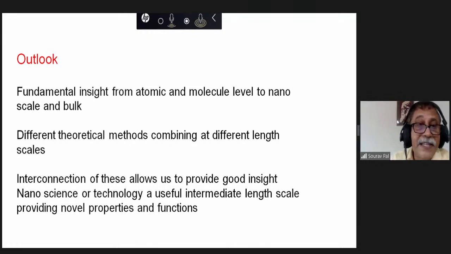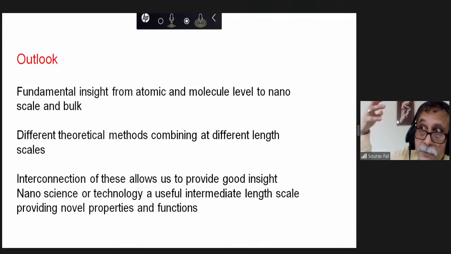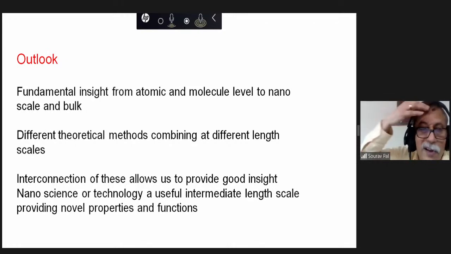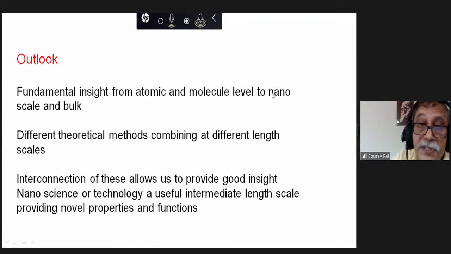What I have essentially showed is a fundamental insight from an atomic and molecular level to nanoscale and bulk. Today, it is possible to look at systems which are nanoscale, systems which are like proteins, nanometers, and so on. Can we today make approximations? Can we look at those from a very fundamental atomic and molecular view? That will require quantum mechanics.